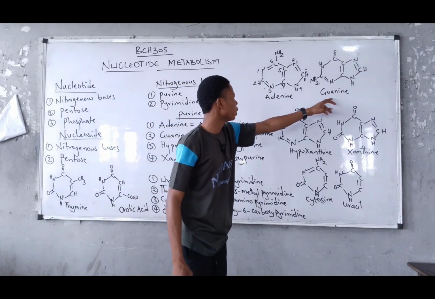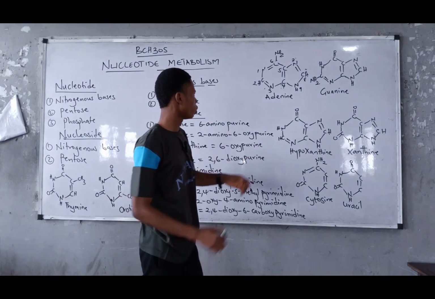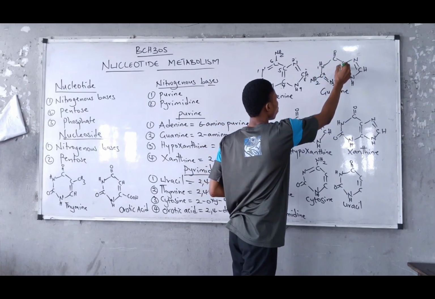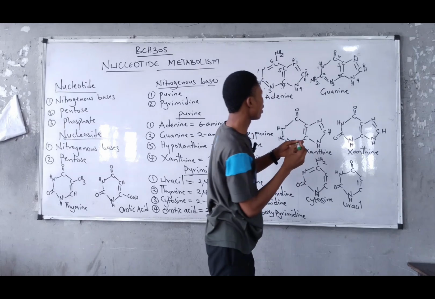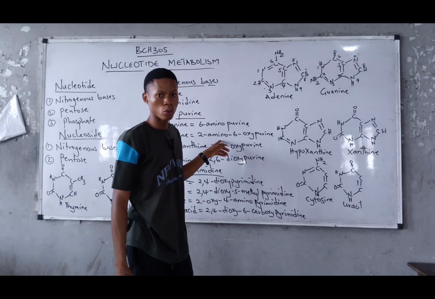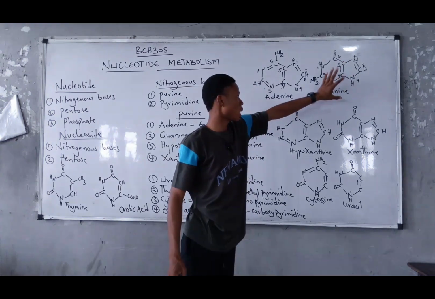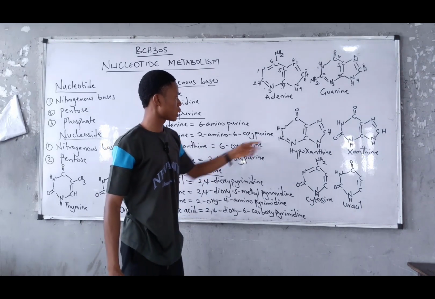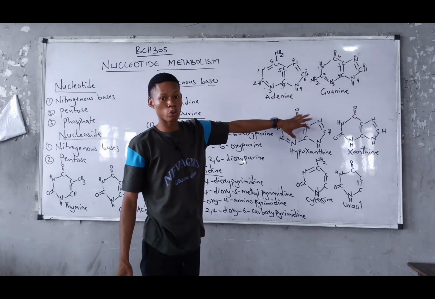Now, for our guanine, we call it 2-amino 6-oxypurine. Because if you number it, it is 1, 2, 3, 4, 5, 6, 7, 8, 9. So the amino group is on carbon 2, right? So we said 2-amino 6-oxypurine. That is our guanine. Then our hypoxanthine, we say 6-oxypurine, right? Because the oxy is on carbon 6, so we call it 6-oxypurine.